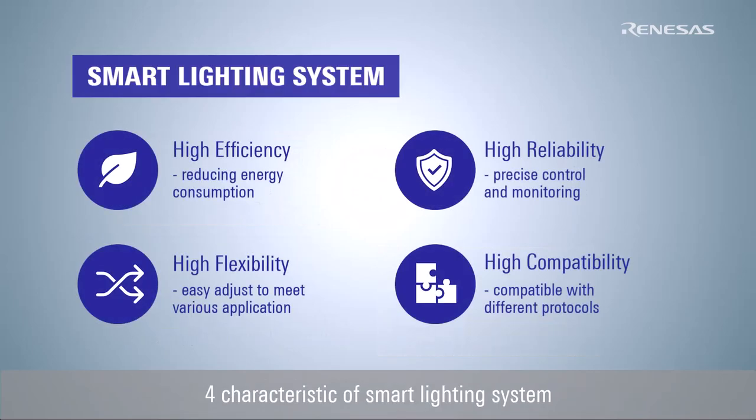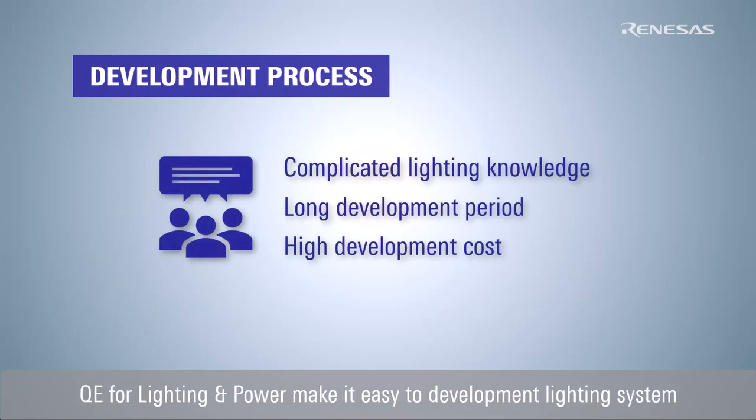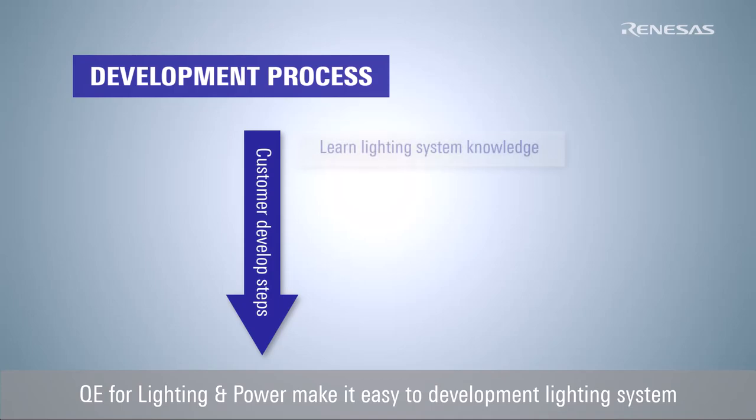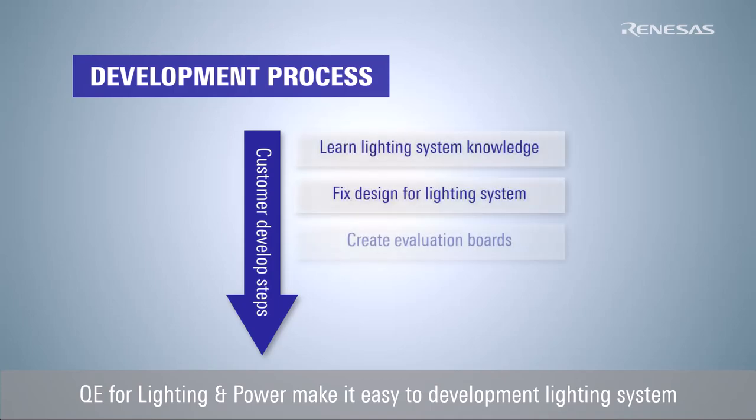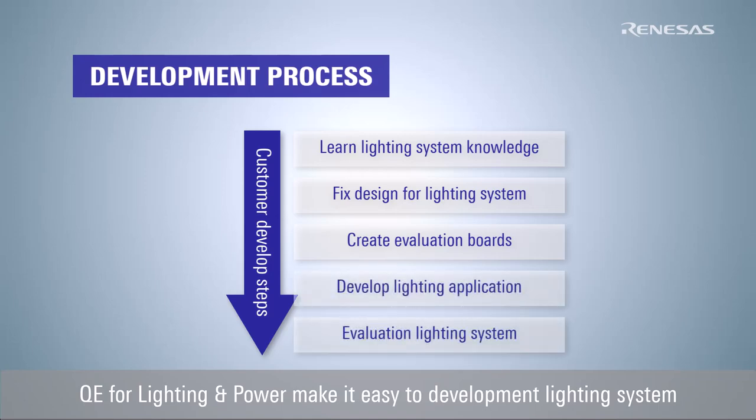In practice, a high-quality smart lighting system solution has four characteristics: high efficiency, high reliability, high flexibility, and high compatibility. Currently, developing a smart lighting system requires considerable effort. Developers must acquire the necessary knowledge, design specifications, create a board, and develop and evaluate the entire system.